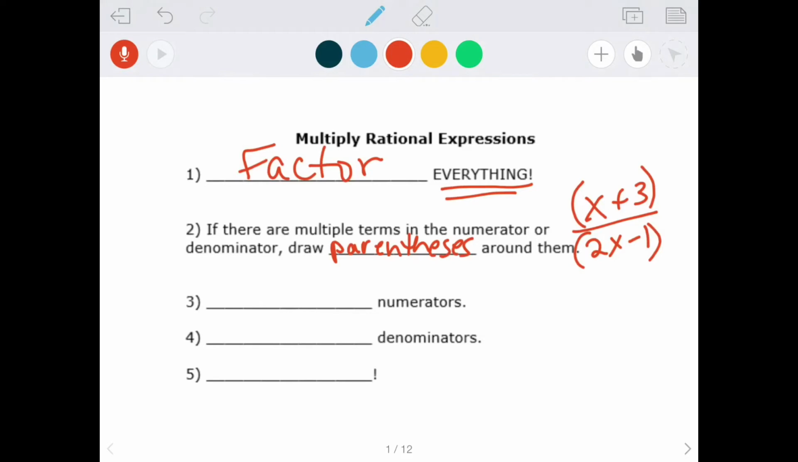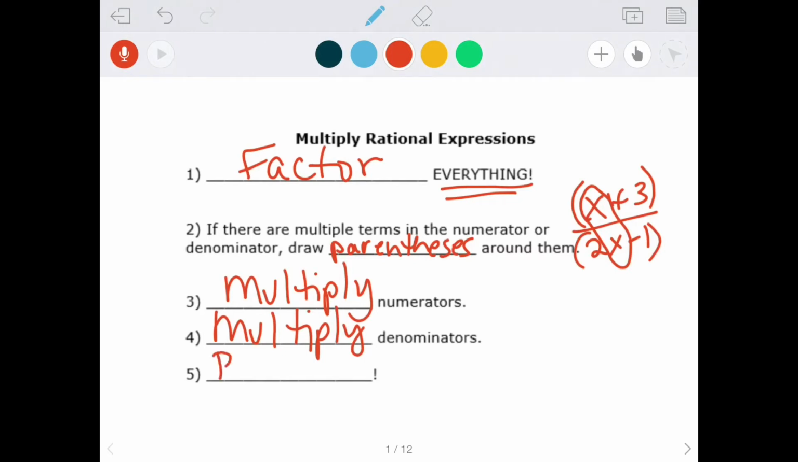And the reason why we're going to do that is because sometimes people want to kill kittens and they're going to try to cancel out these x's. But those x's cannot be canceled out. So in order to save the lives of many loving kittens, we are going to put parentheses around our terms. Next, we are going to multiply our numerators and multiply our denominators, and then we are going to reduce.